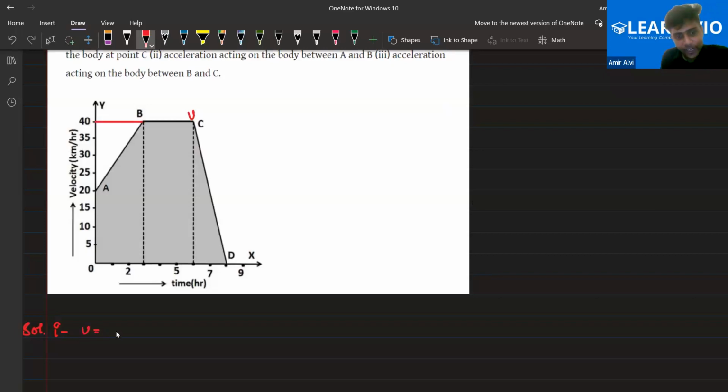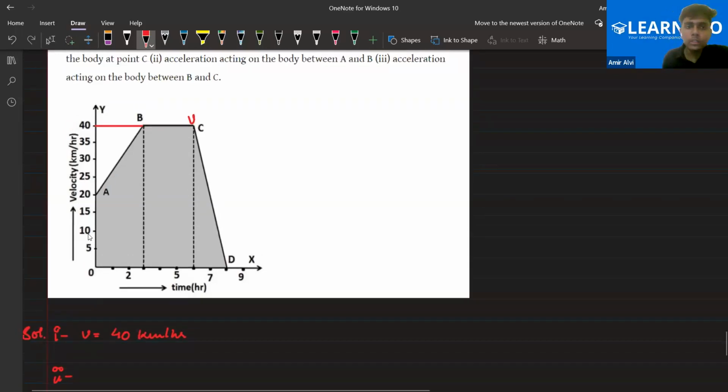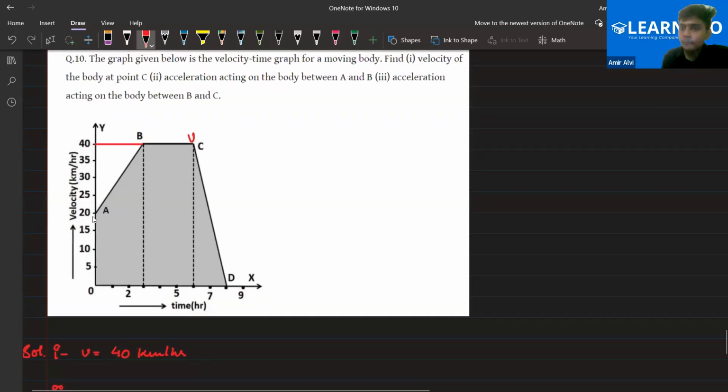That's great. Okay, so it is coming out to be 40 kilometer per hour, right? Second case. So as you can see, everyone, the initial velocity A to B.